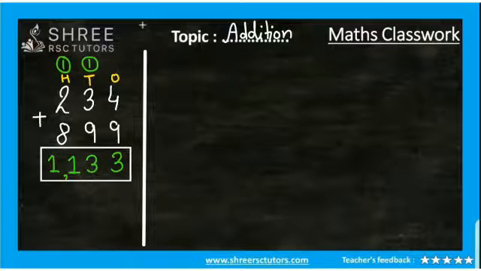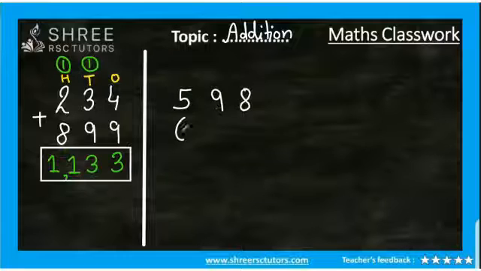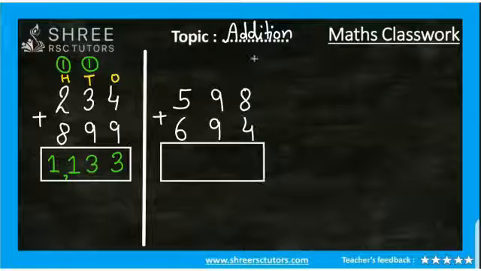So our next question is 598 and 694. Let's try to add this question. How can we add this? As we all know, this is our ones place, this is our tens place, and this is our hundreds place. And we always start our question with the ones place.